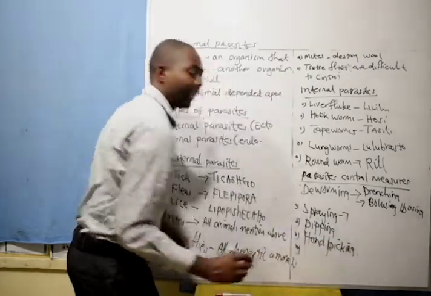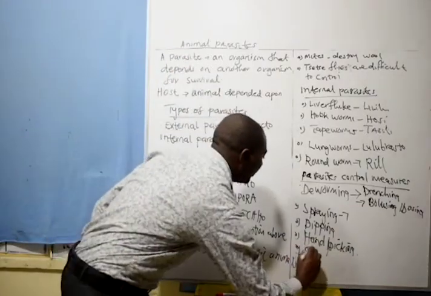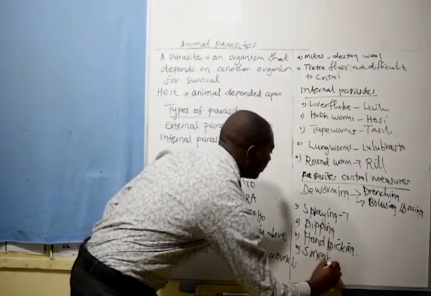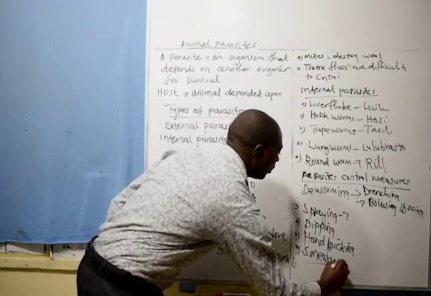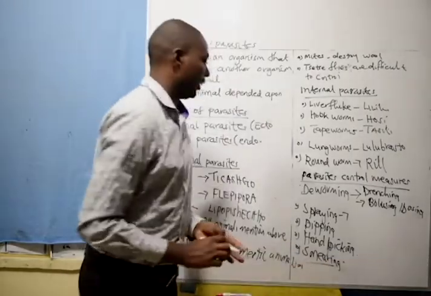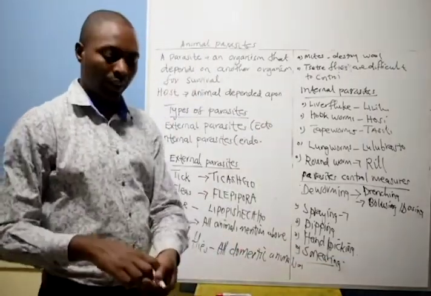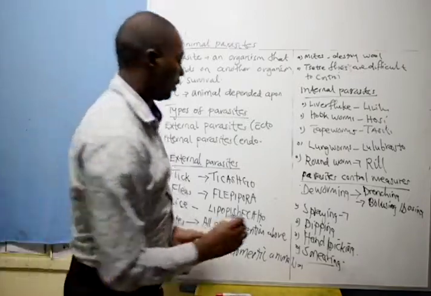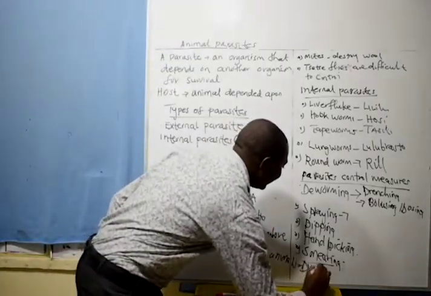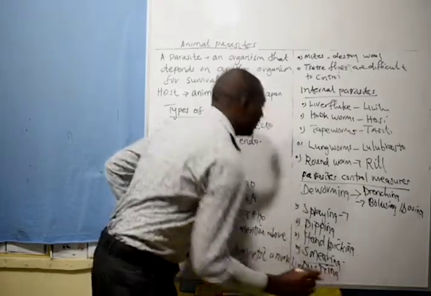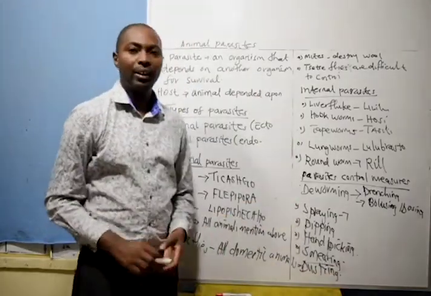And for those that are, for example, in the ears, you do smearing. You use those that are oily. You do what you call smearing. Like for the poultry, you can't do any of this. You use powder chemical. So that is known as dusting. These are the parasite control measures.